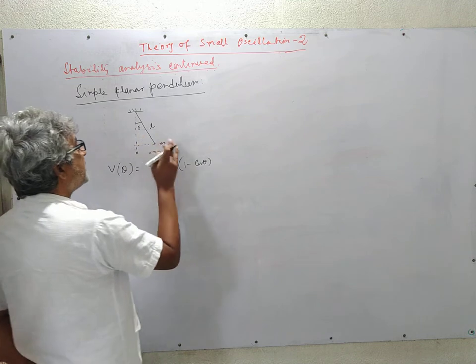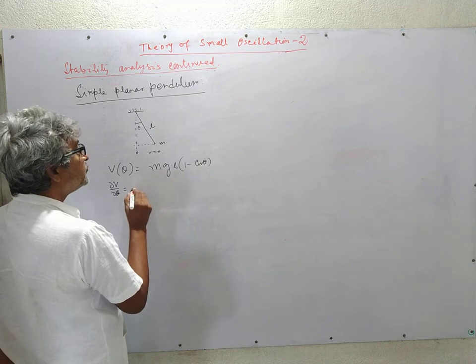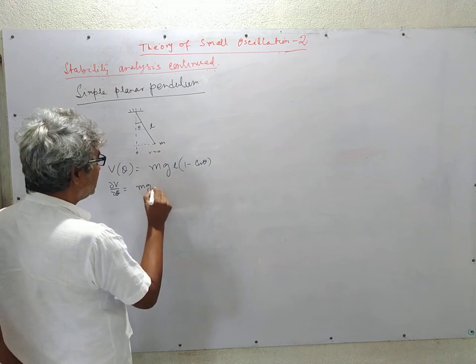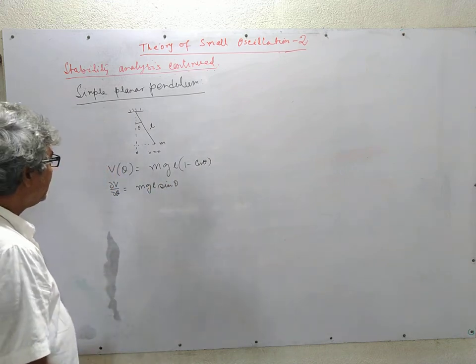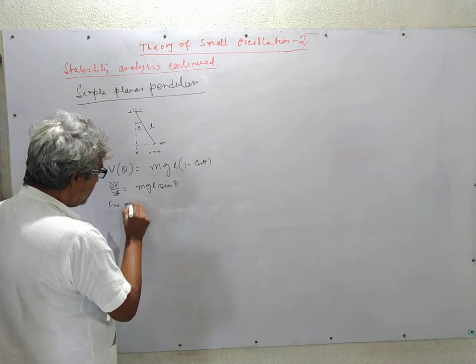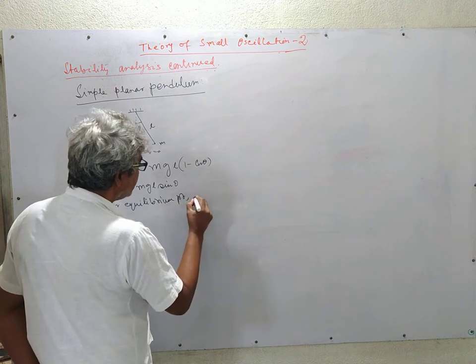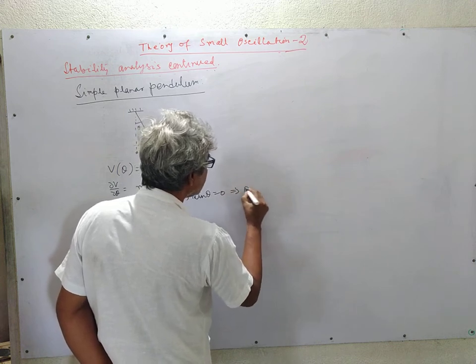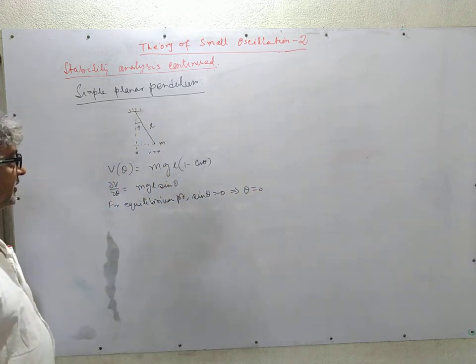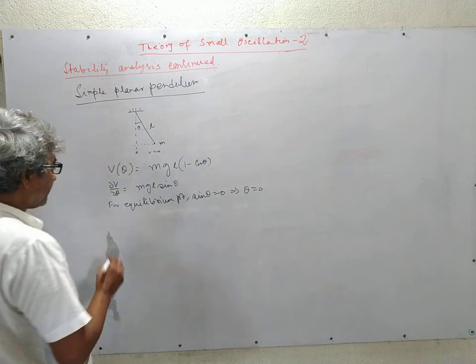So to study the stability, we calculate del V, del theta. This is equal to mgL sin theta. And for the equilibrium point, we must have sin theta equal to 0, which gives theta equal to 0. That is, the equilibrium point is one for which the bob is vertically right below the point of suspension.